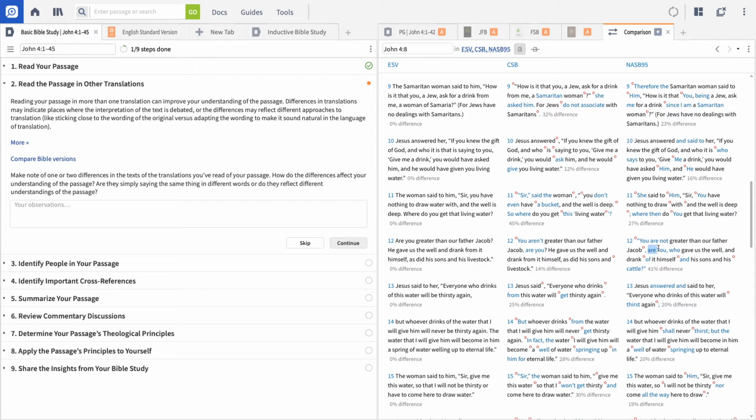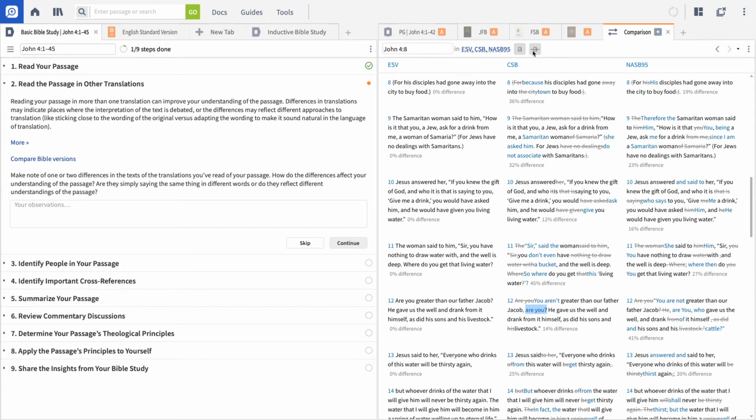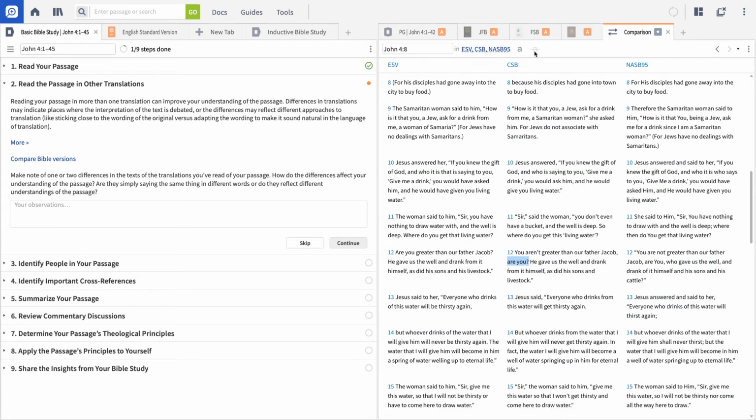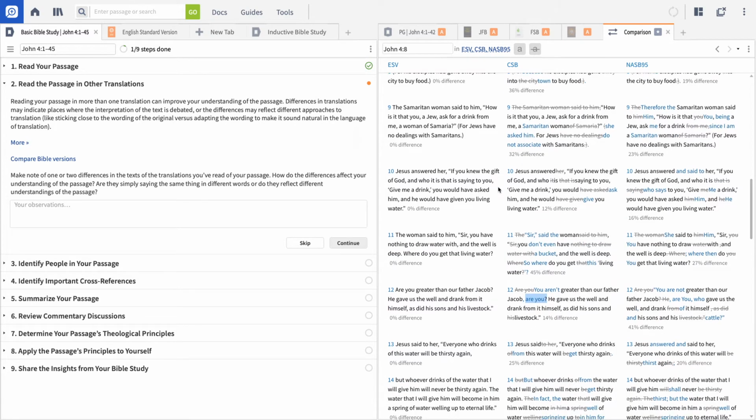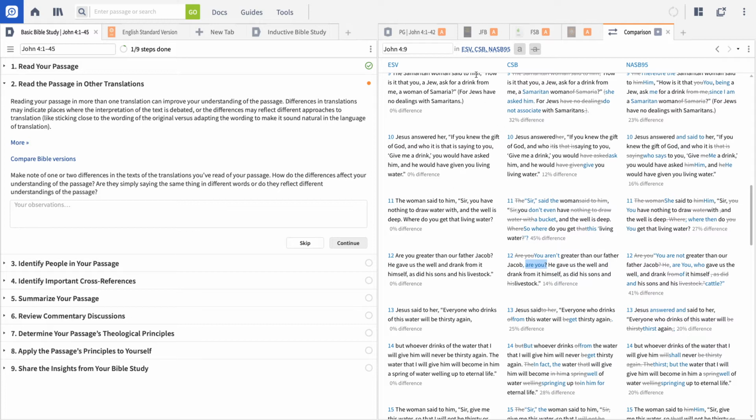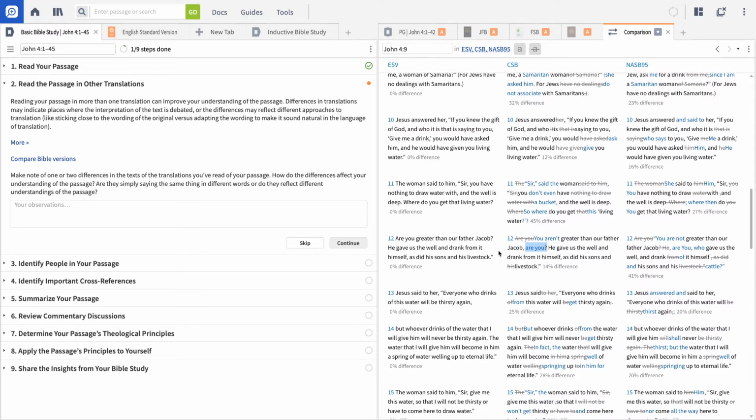It's interesting that this is present in both of these translations. Let's see. You are not greater than our father Jacob. But it's not present here. I think that's something worth highlighting, possibly. Let's see, can I highlight in this? Oh, what does this do? Oh, that's so much easier. Oh, wait. So I can actually see what changes. Oh, you need to look at the original.